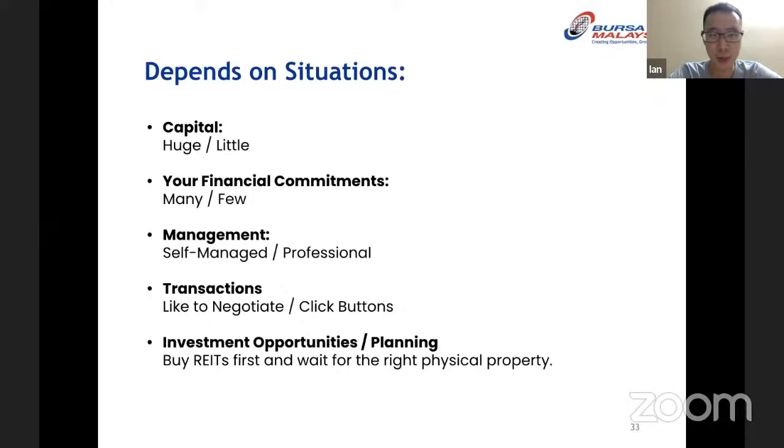So just now, factor number one, we look at capital. If, for example, you have huge capital, you want to actually buy a physical property, you need huge capital. Just now I used the example of 300,000, and you need an initial capital outlay of 75 to 80,000 ringgit. Of course, if you are looking at $500,000, then you need a lot more. You need more than 100,000 ringgit in order to start this kind of portfolio.